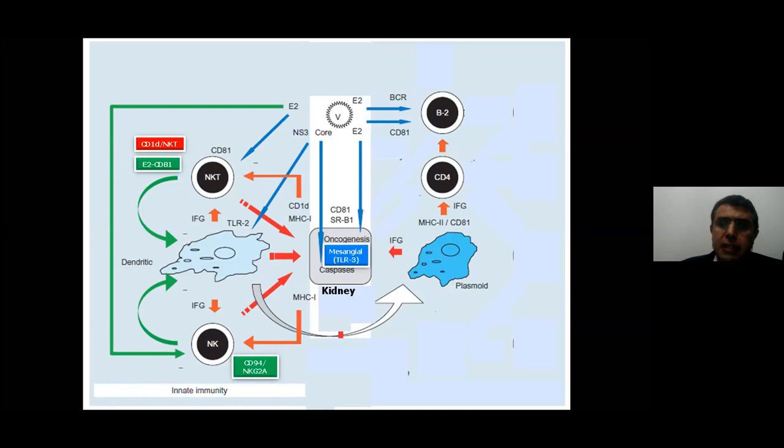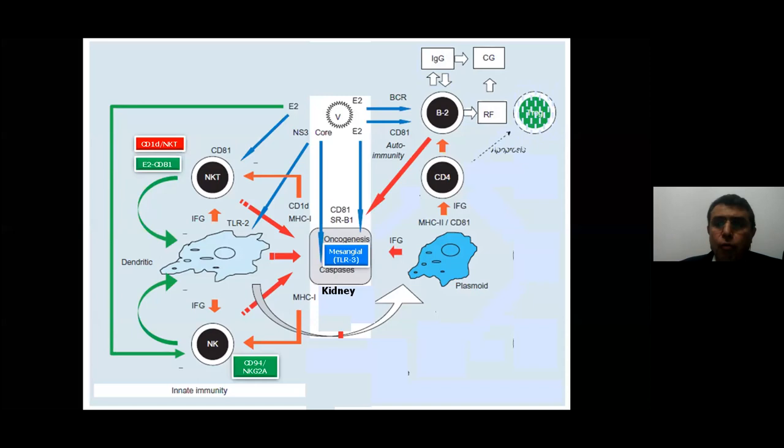Activation of B lymphocytes also will affect, of course, the mesangial cells and the renal cells. But B lymphocytes will stimulate and secrete IgG. Also, they will secrete rheumatoid factor, which is IgM. The combination of IgG plus IgM will produce, of course, cryoglobulins, which are responsible for a lot of the deleterious effects in this situation. While differentiation of CD4 and its secretion of interleukin-4, of course, will stimulate T helper 2 cells, and this type of cells may modulate and regulate the immune system and suppress it.